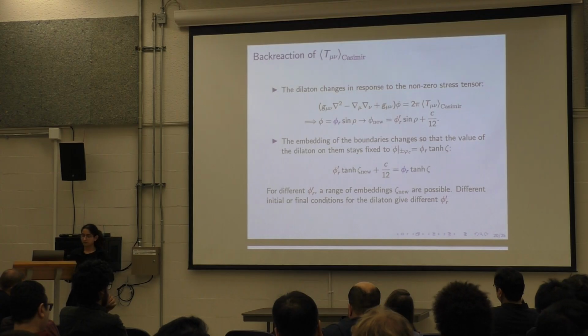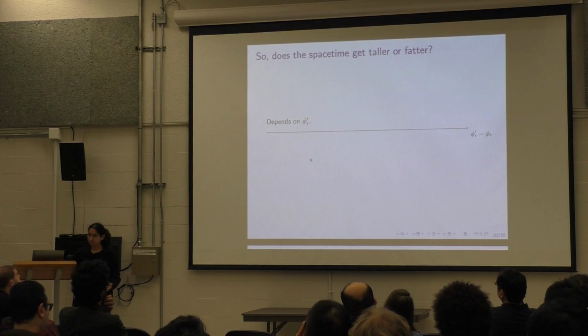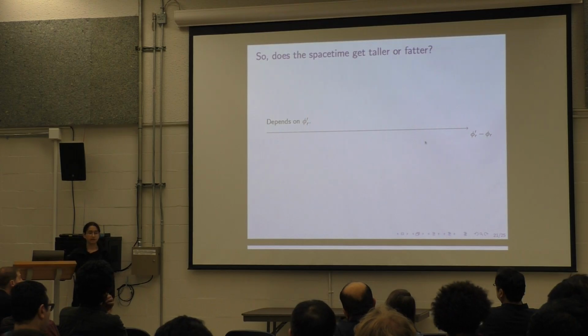So then for different phi sub r prime, a range of embeddings of the boundary zeta sub nu are possible. And for instance, one can imagine fixing phi sub r prime using some conditions for the dilaton at the past or future boundary of the space. So then what happens? Does the space-time get taller or flatter? The answer is that it depends on this parameter phi sub r prime.